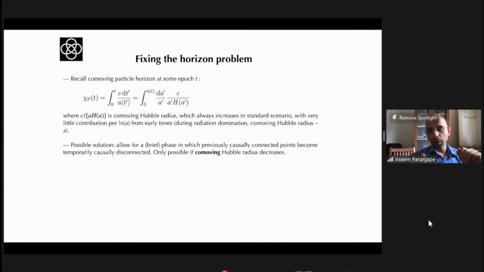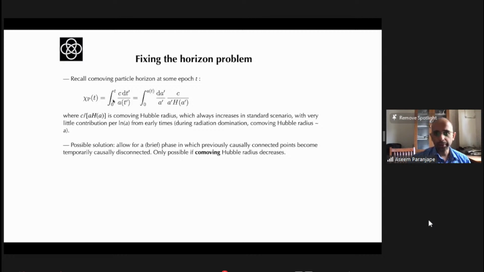So how can we go about fixing the horizon problem? In the standard cosmology, where there was an early radiation dominated phase followed by matter domination and even with lambda, etc., this problem cannot be solved. So in order to solve this, let's look at the mathematics of the particle horizon calculation once more. This is your particle horizon up to time t. This t is the photon decoupling epoch in our example. Otherwise, it could be any other time that you care about.